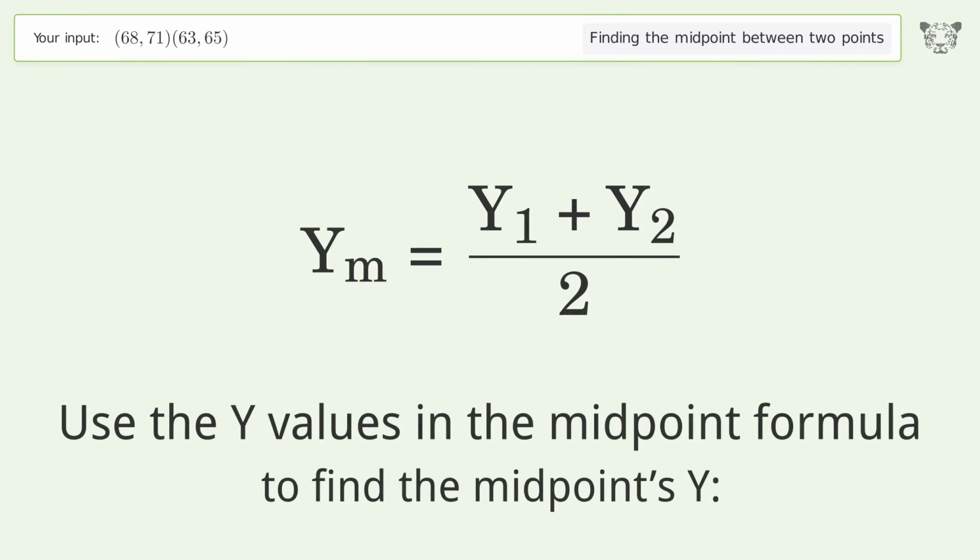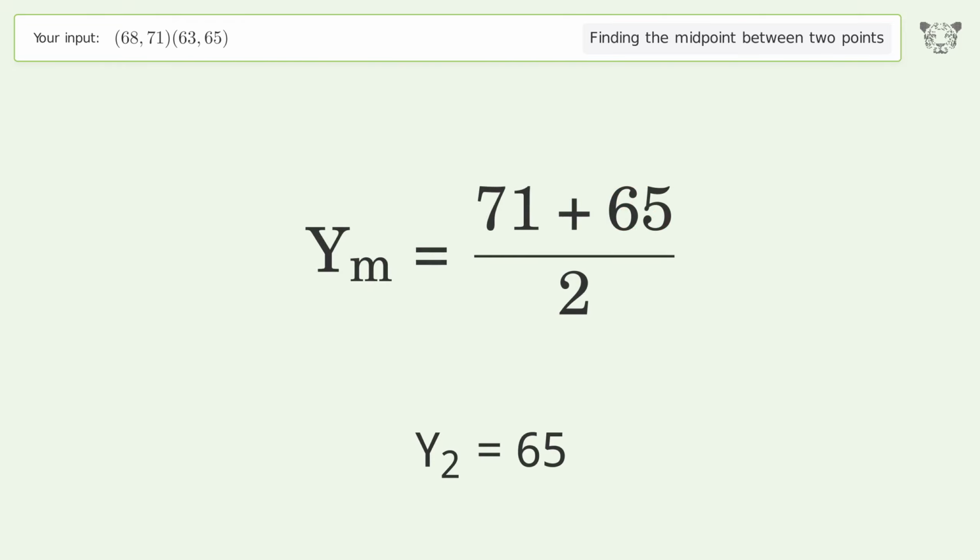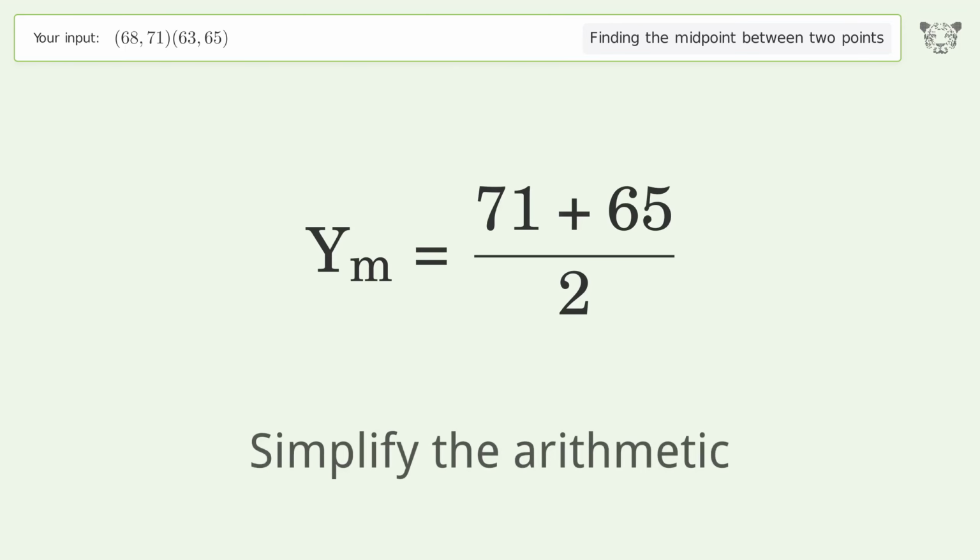Use the y values in the midpoint formula to find the midpoint's y. y1 equals 71. y2 equals 65. Simplify the arithmetic.